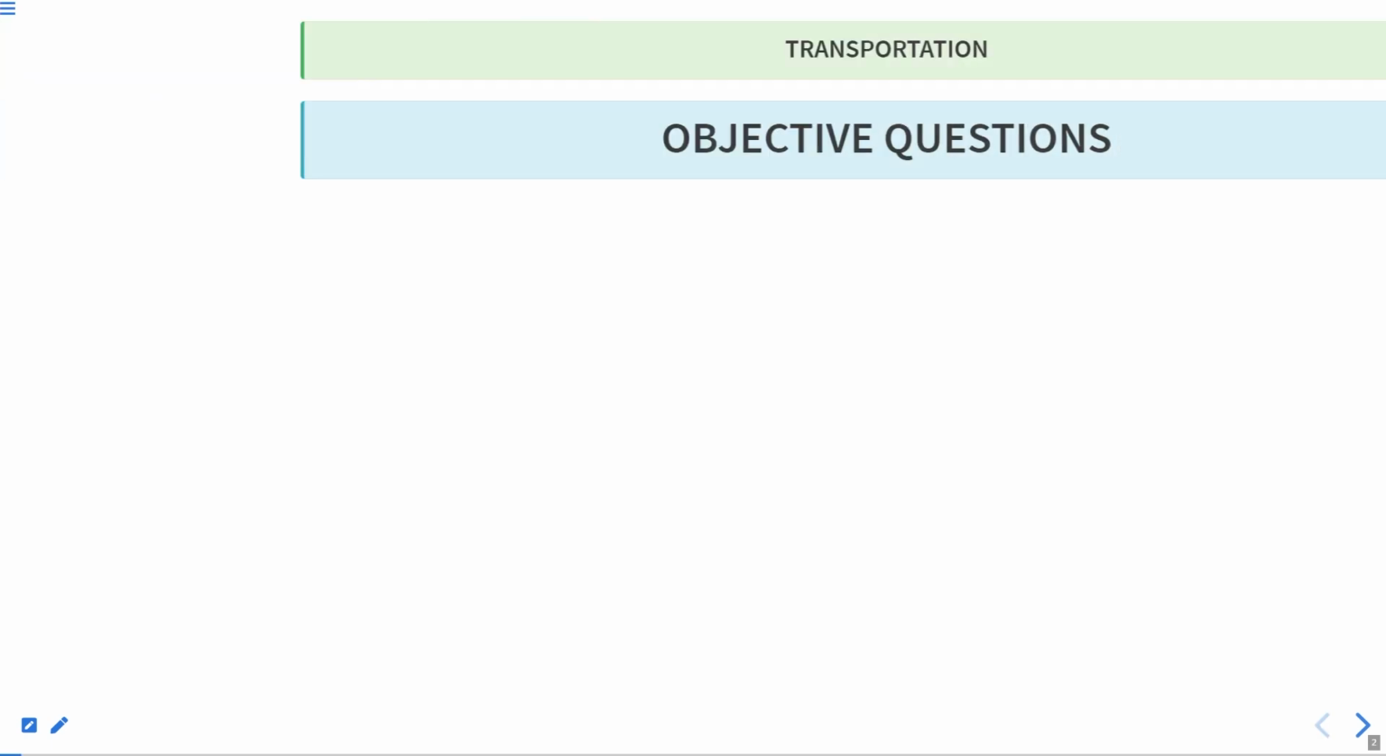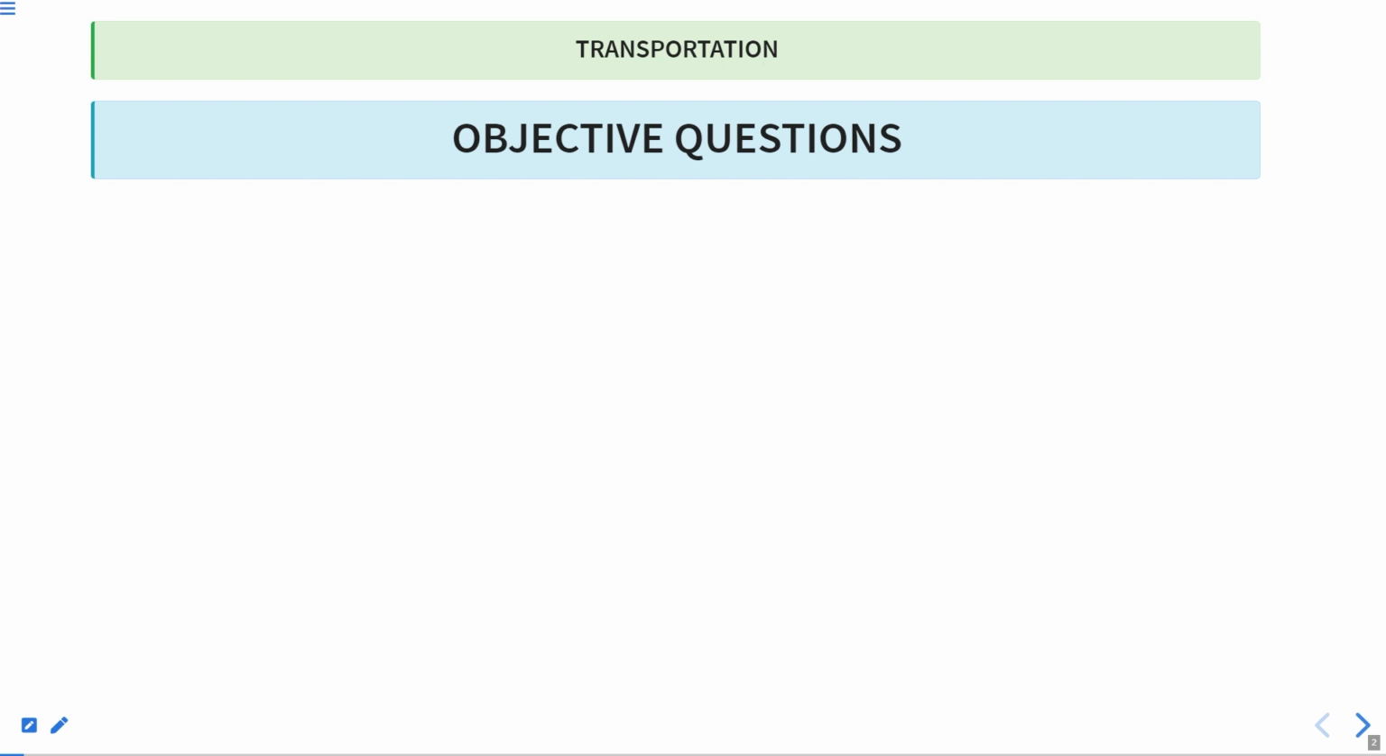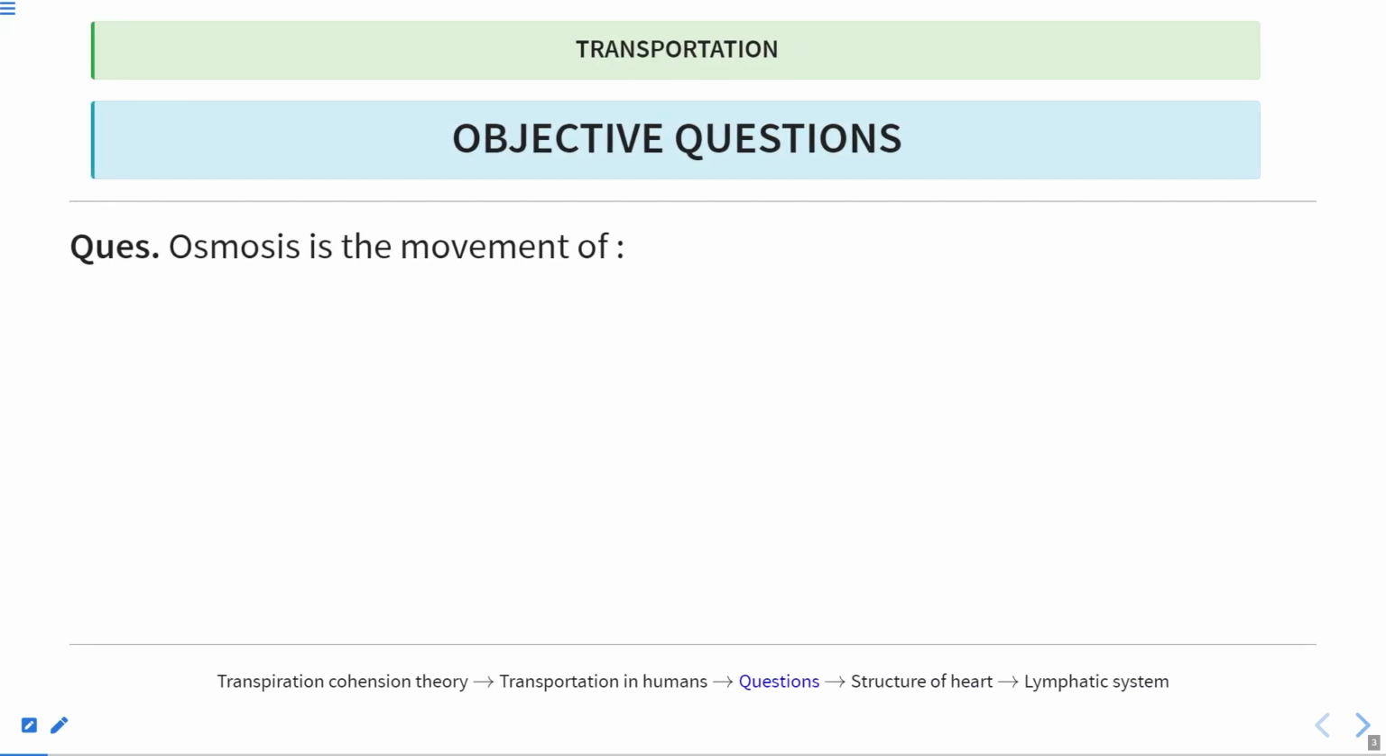So in this lecture, we'll be solving objective type questions. Let's start with the first question. This question is about osmosis. So what is osmosis? We have studied that the transport of water in plants takes place with the help of a process known as osmosis. Now, in osmosis you first have to remember that there is movement of the solvent molecules and not the solute.